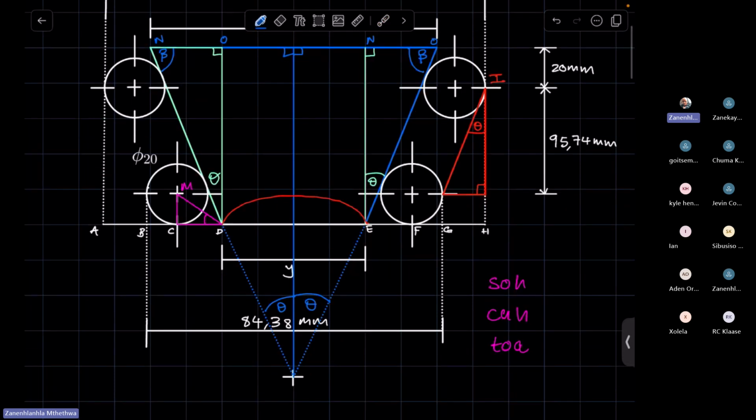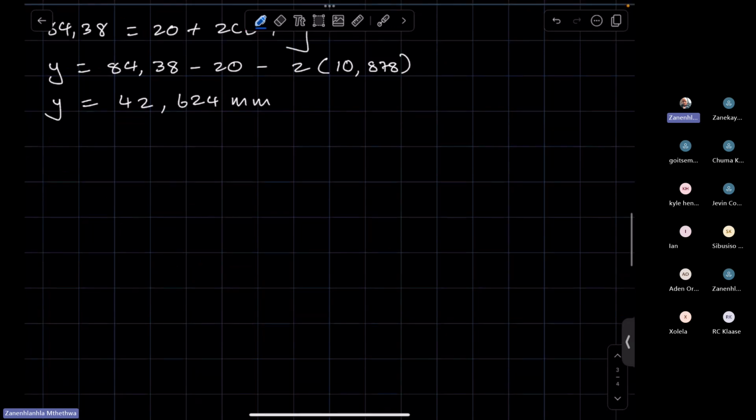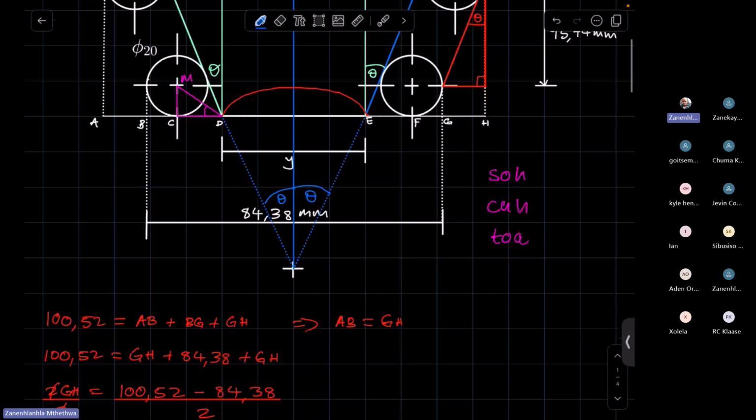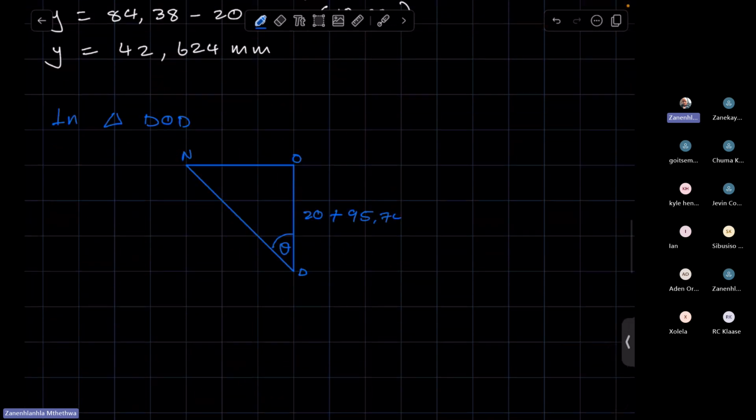So now we can say in triangle DON, what we have here is this. That's N, that's O, that's D. Now we said this angle is equal to theta, which we've calculated, and then OD we established is equal to 20 plus the 95.74. So this is 95.74 plus the radius, which is 10. Now what is this equal to? You have 95.74 plus 30, so this is actually equal to 125.74 millimeters. So we have that side.